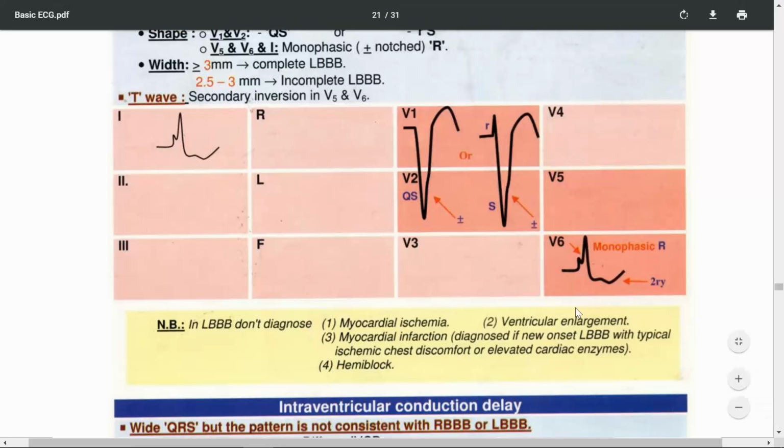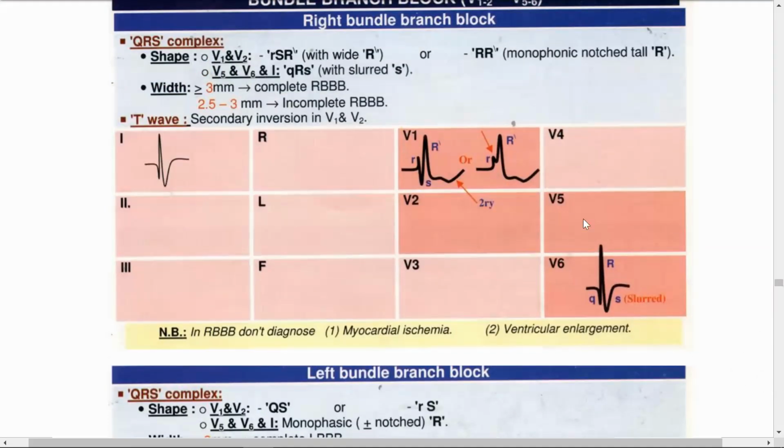So in the left bundle, the notch will be in the left leads. And in the right bundle, the notch will be in the right leads. Okay?